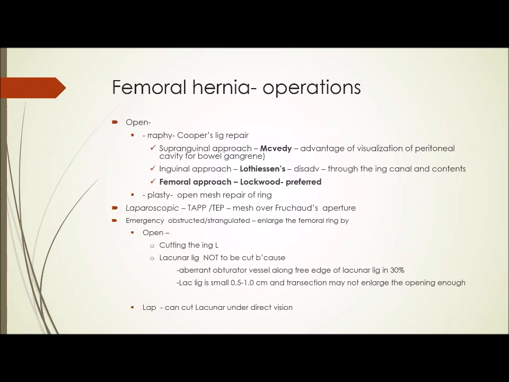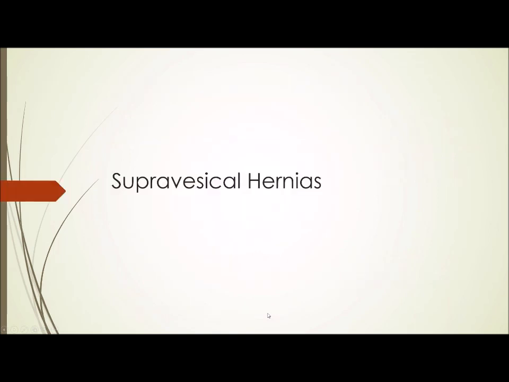So if at all you want to enlarge the opening, what you can do is cut the inguinal ligament rather than cutting the lacunar ligament. So one is the aberrant obturator vessel, which is going to be damaged. The second thing is the lacunar ligament is so small, only 0.5 to 1 centimeter, that even if you transect it, it may not enlarge the opening enough for the intestines to be deposited back into the abdomen, right? So laparoscopically, you cut the lateral ligament under vision. You can see whether this vessel is there or not.